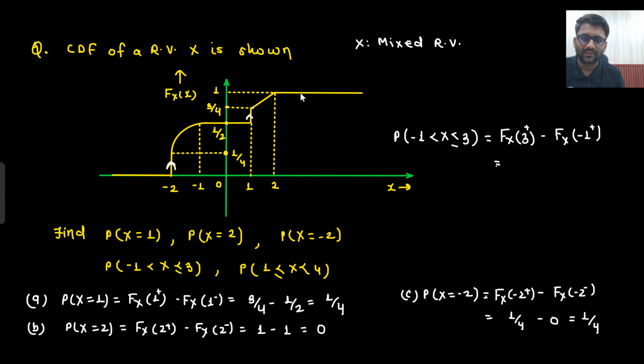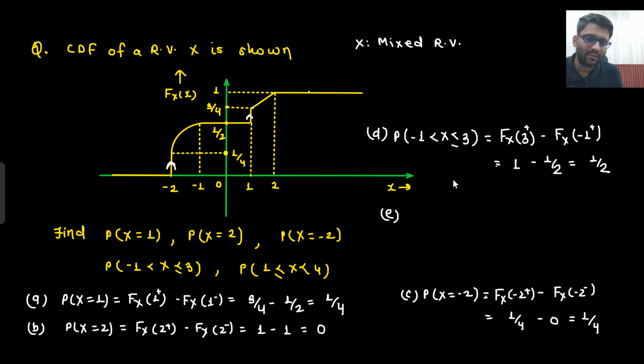So f(x) at 3 plus would be somewhere here, f(3+) would be 1, f(-1+) would be 1 by 2. So the answer is 1 by 2. Okay, so this is the answer, A, B, C, D, right?